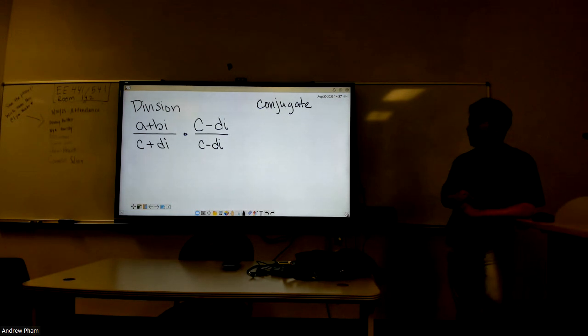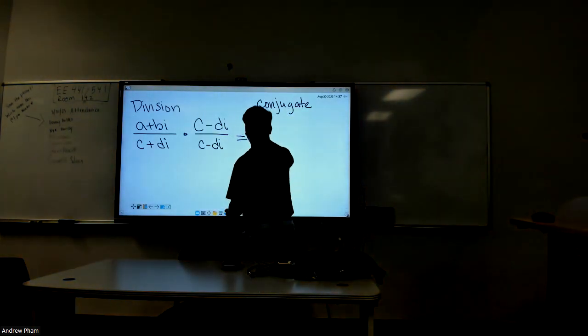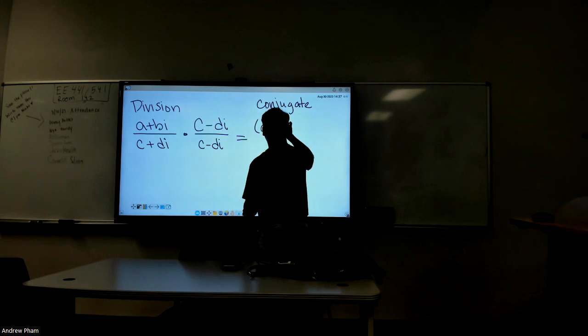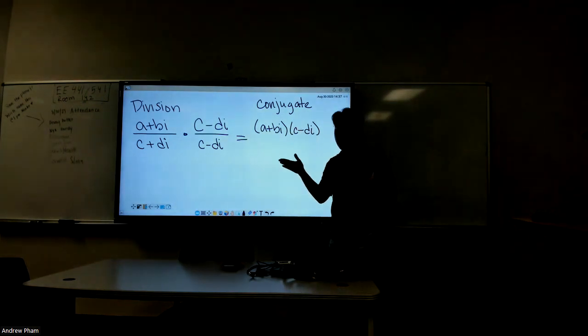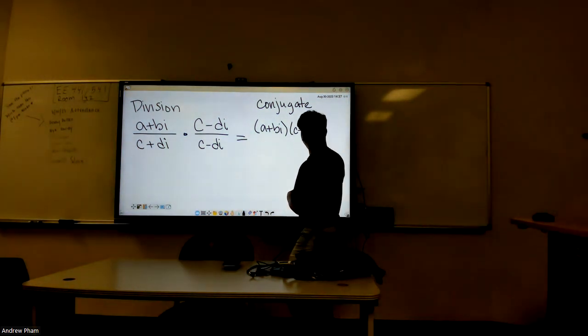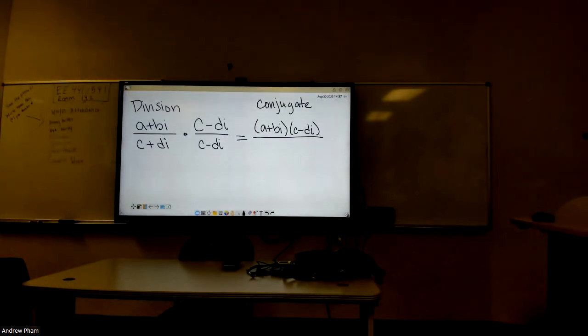So if I multiply by this expression, on the top, I can multiply straight across using FOIL. It might not be super clean, but we know how to do it. A plus bi times c minus di, whatever that might be. We know how to multiply now. All right, so looking at the bottom, I have c plus di and c minus di. Let's see what happens whenever I try to multiply this out.